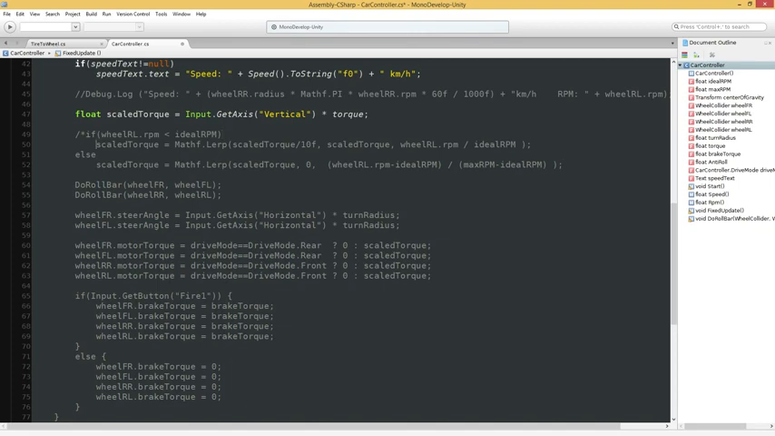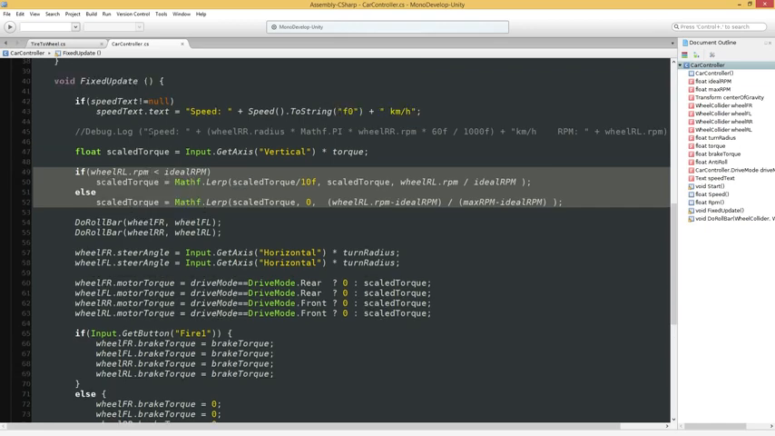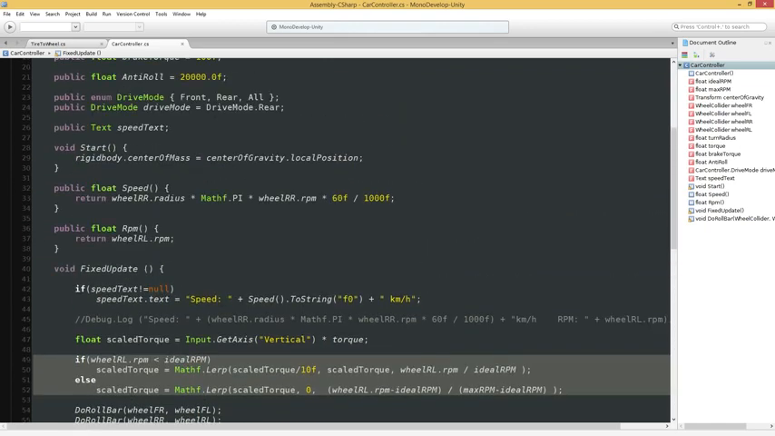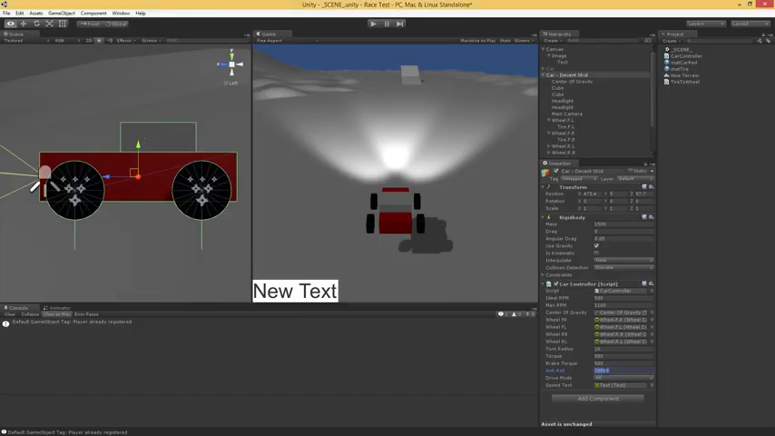With an actual gearing system, this code would be somewhat more complex, as you would be checking the current gear, your engine's ideal and maximum RPM, and then multiplying that out by your current gear, your current speed, all kinds of different things like that. You'd probably have it farmed out to a function. But yeah, in our fixed update, if we go through here, did I forget anything else in the inspector? The anti-roll, we'll talk about that.